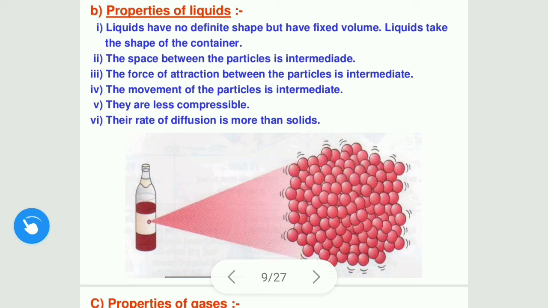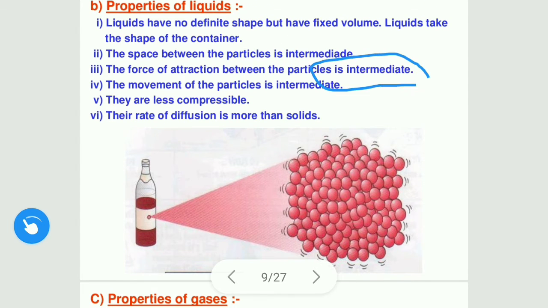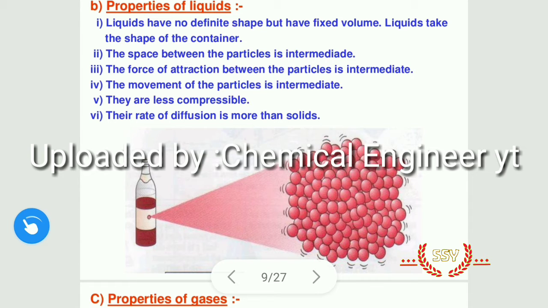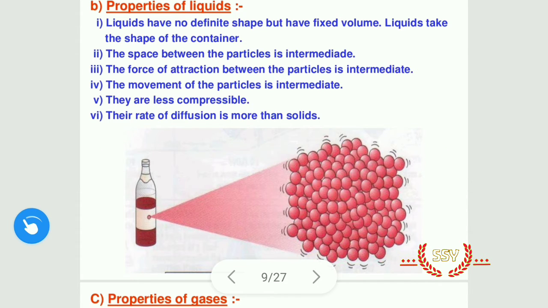Space between the particles of liquid is intermediate or medium. Force of attraction is also medium compared to solid and gas. Movement is also intermediate compared to solid and gas. They are also less compressible compared to gas. Their rate of diffusion is more than solid but less than gas.